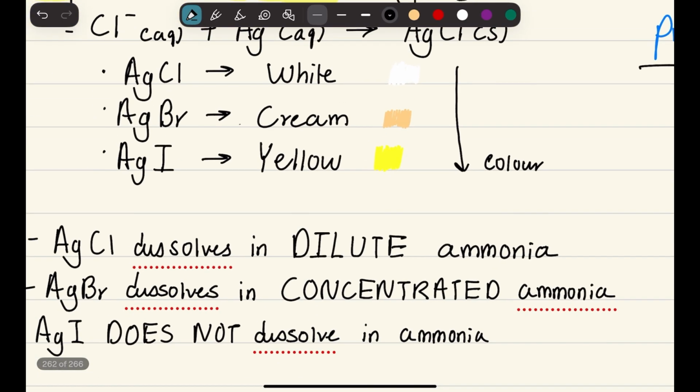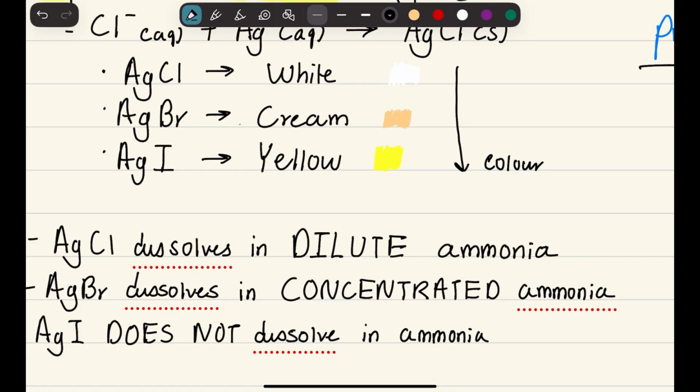Now, what I'm going to say is we're adding ammonia. Yeah? Cool. So, dilute ammonia will dissolve silver chloride, meaning that white precipitate is now going to become a colorless solution. If you now have concentrated ammonia, so we've stepped it up to concentrated ammonia, silver bromide can now dissolve. Silver chloride will also dissolve, but the way that we can tell the difference is that the silver bromide would not have dissolved in dilute ammonia.